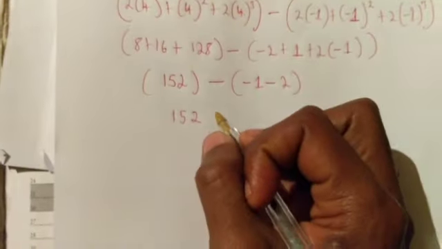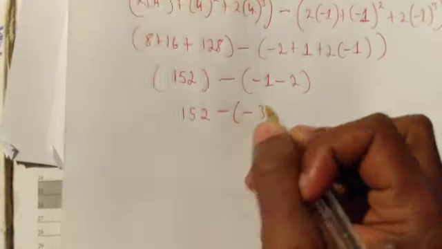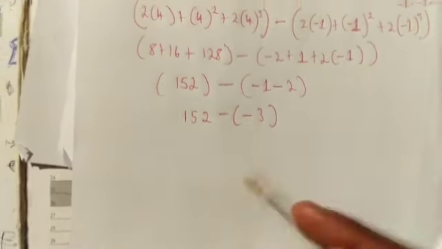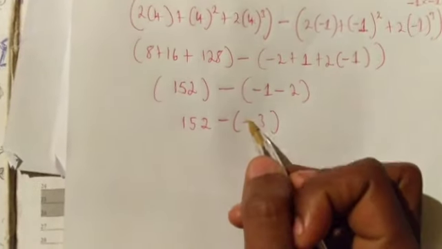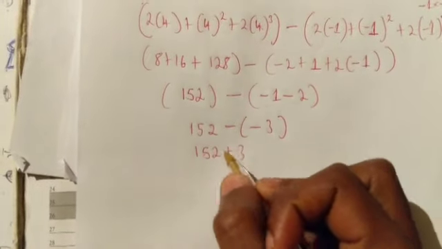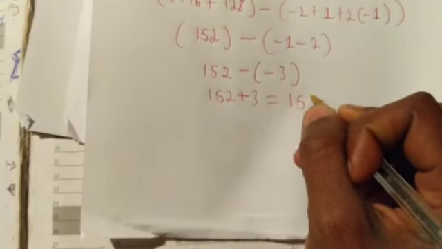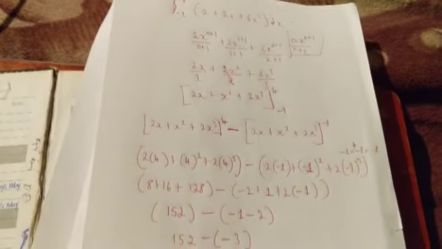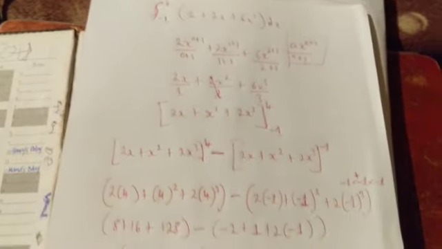So we're going to get 152, then minus negative 3, because we add and maintain the sign that is there. Then negative and negative, we're getting 152 plus 3. Then our final answer will be 155. This is our final answer. So it is step by step. That is question 6.